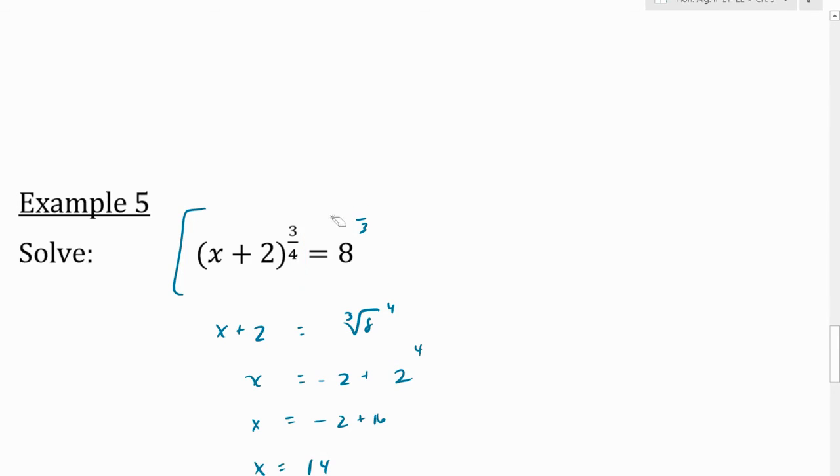Let's check our answer. Go back right here. 14 plus 2, all to the 3/4. Is it 8? 4th root's 2, cube it's 8. It sure is. X is 14. Okay.